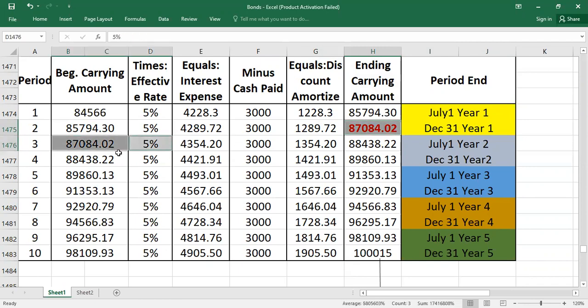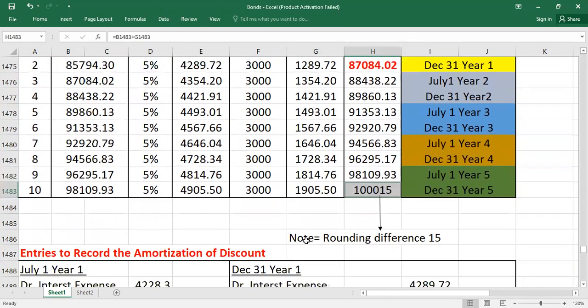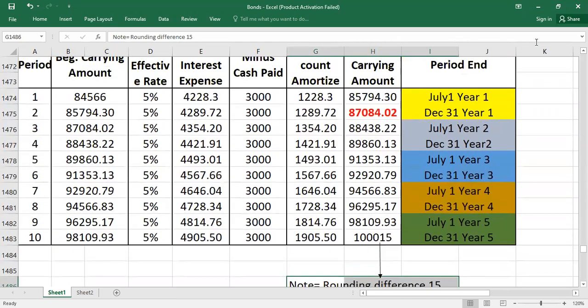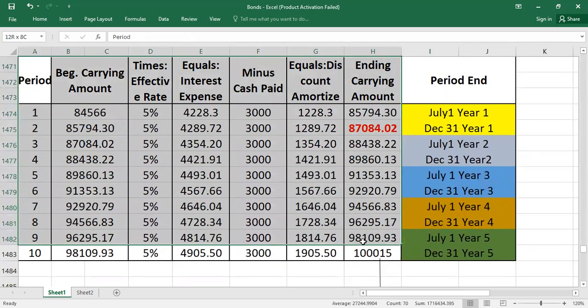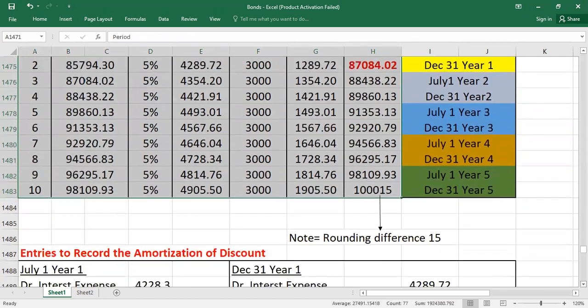You will follow the same process over the 10 periods, and once you do it for all the 10 periods, you will get a value equal to 100,000. But my value is $115. The $15 is the difference of rounding. It's a rounding difference. Now once this amortization schedule is ready, we can present in the balance sheet or in the income statement by following the format here.